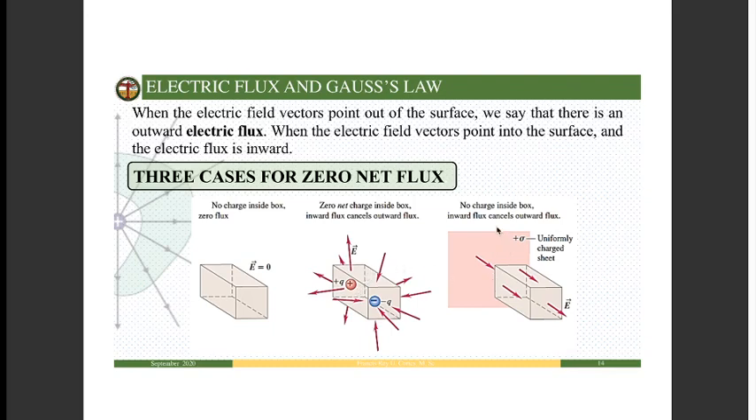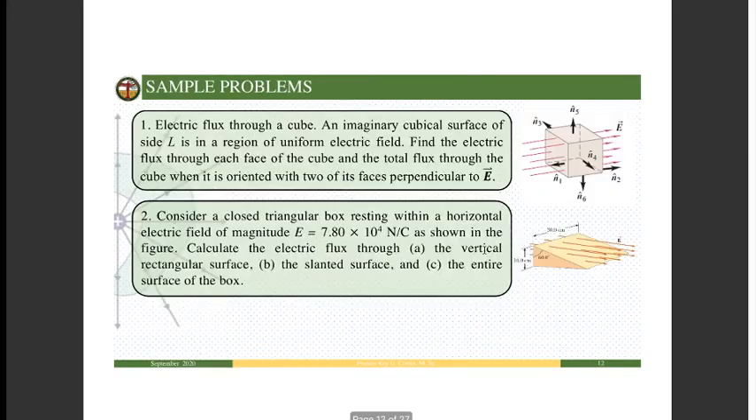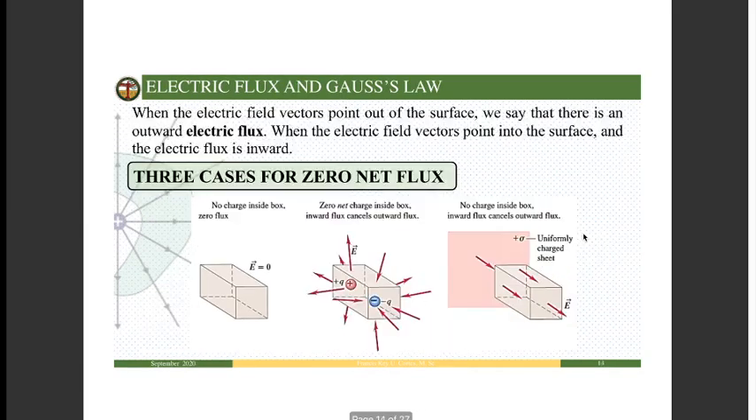So for this special case, one way to explain it is with this example. As you can see, the box has no charge inside, but electric field lines penetrate it without knowing where they came from. Even though the electric field lines penetrate, the total electric flux is still equal to 0. Same also as this one. They are the same situation as case number 3. So the net flux is 0.